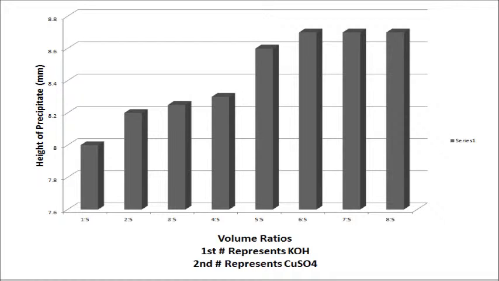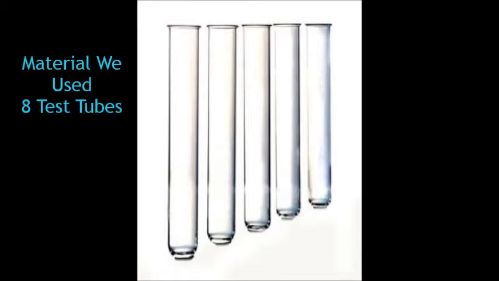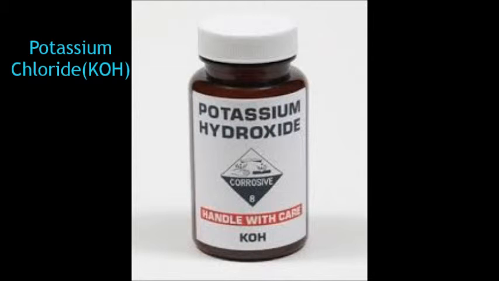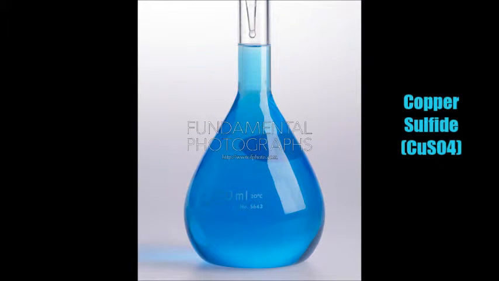The materials we used for this lab were 8 test tubes, 4 milliliters of potassium hydroxide, and also 40 milliliters of copper sulfate. We also used water, a spatula, a ruler, and 2 burettes. Using the burettes, we poured 5 milliliters of copper sulfate in each test tube. Then we poured different amounts of potassium hydroxide into all 8 test tubes.